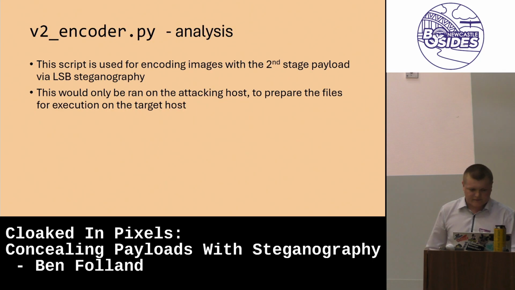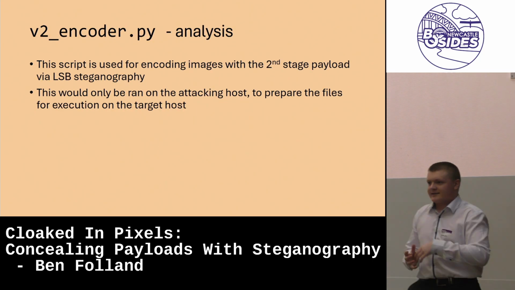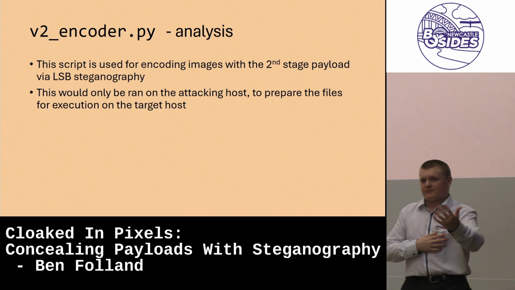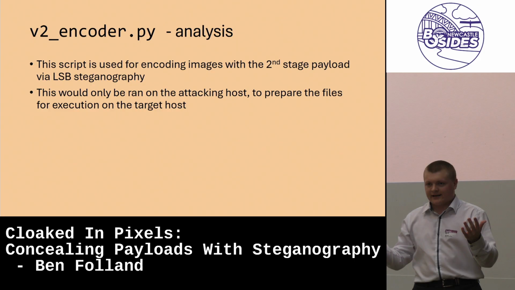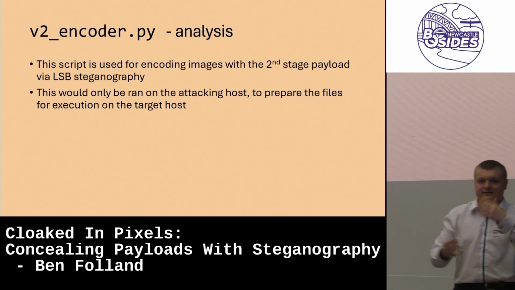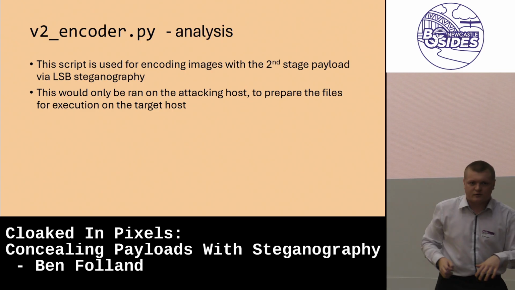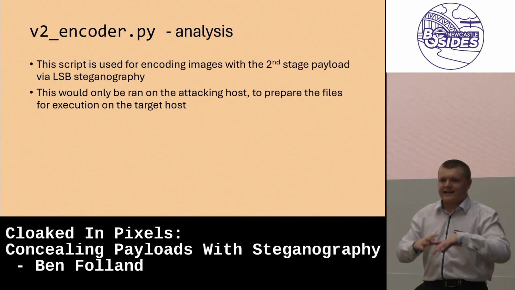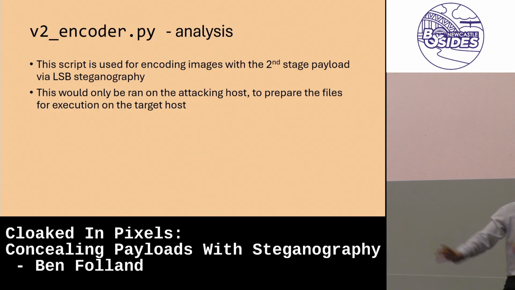Let's briefly go through this first script. So the v2 encoder. This script takes an image, a normal, legitimate image, and it takes your shellcode, and it encodes the shellcode into the image. And it uses least significant bit steganography to do this. Okay? So this would be run on your attacking host, the one you're staging your payload on. You wouldn't run this on your compromised host, your target host.